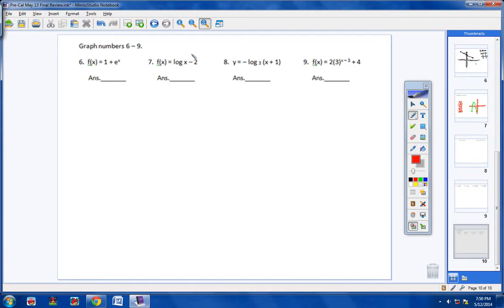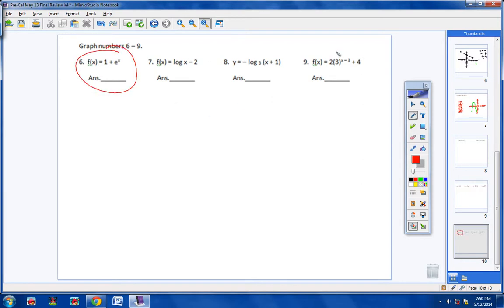So let me just say this. I'm not going to make you take notes on these. However, I'm going to refresh your memory and say to you, when it comes to logarithms, take the argument, set it equal to 0, and that'll be your vertical asymptote, and then go from there.